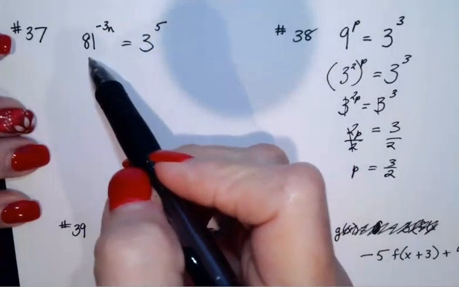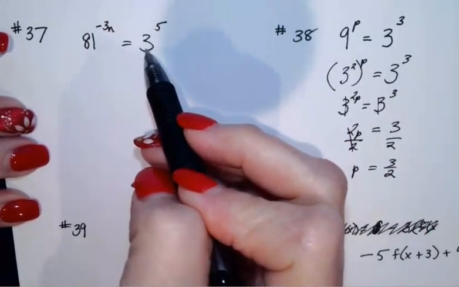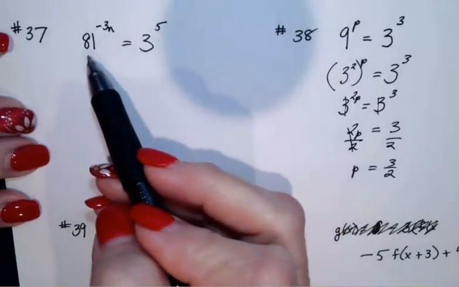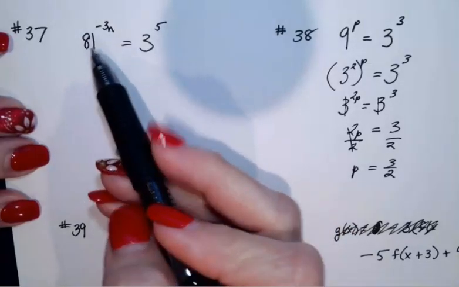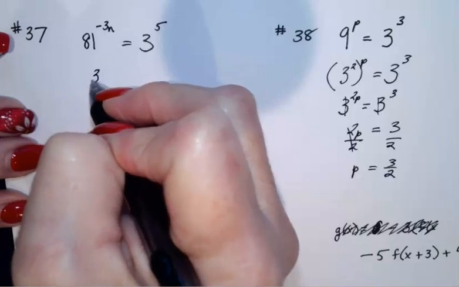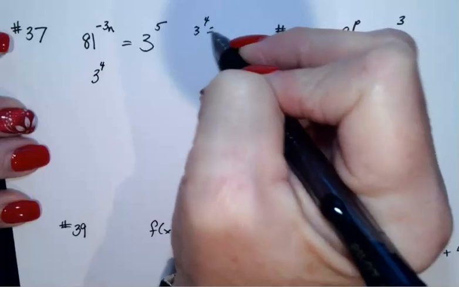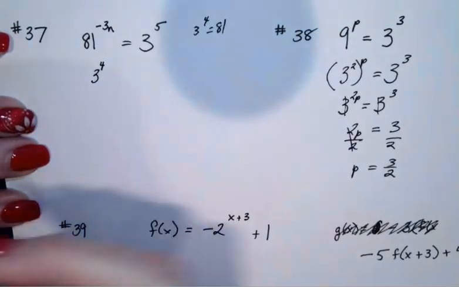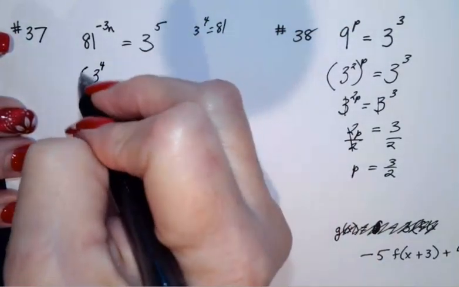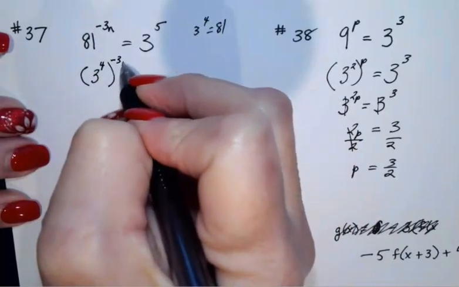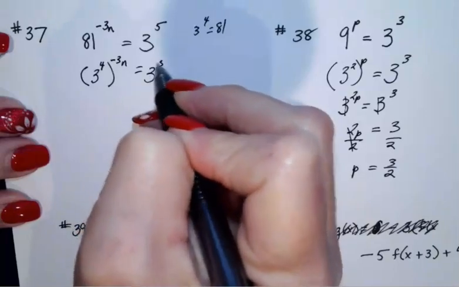Right, now let's go over here. My base is 3. And because my base is 3, I have to figure out something that also has a base of 3 that gives you 81. Well, that's 3 to the 4th. 3 to the 4th is 81. So I change it to a base of 3 to the 4th. I change the 81. It's got a negative 3n equals 3 to the 5th.